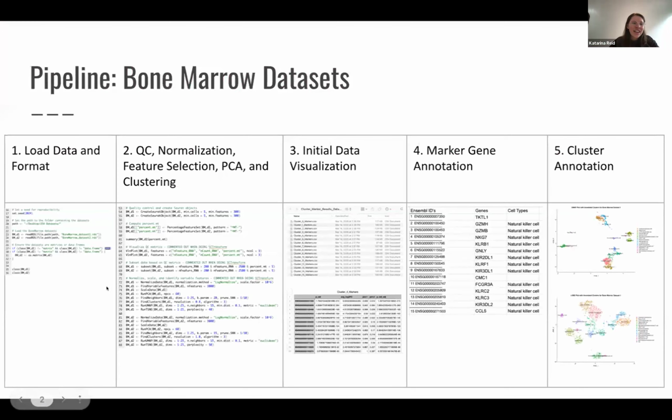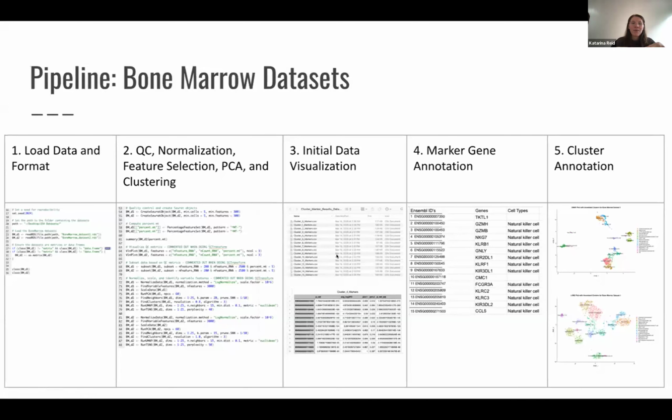So first I loaded the data, of course, and then I did the QC, normalization, feature selection, PCA, and clustering. This was definitely the most time-consuming part, as I really had to play around with the parameters and get a good sense of how each parameter works and how I might change them to change the clustering results. Then I did initial data visualization.